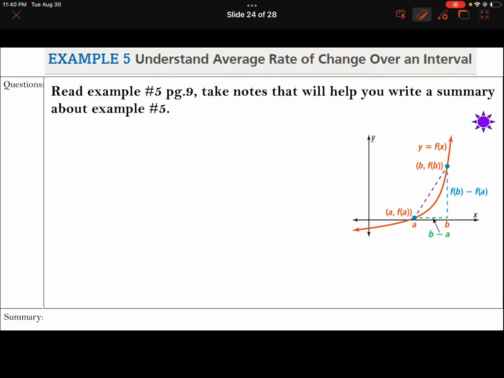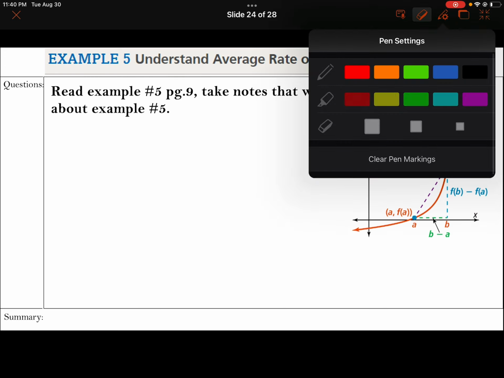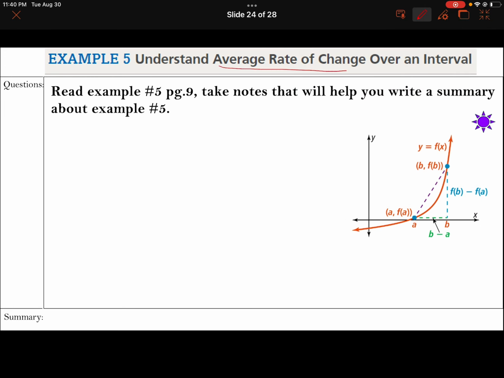So here we are now going over average rate of change over an interval. So go to page 9, number 5 on your book. Feel free to get up. Just tell the sub or tell me.